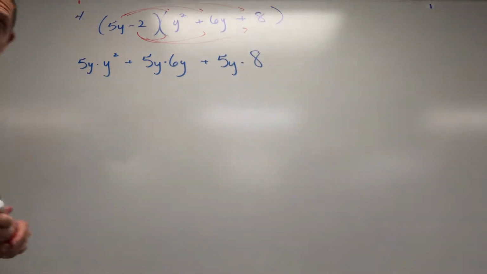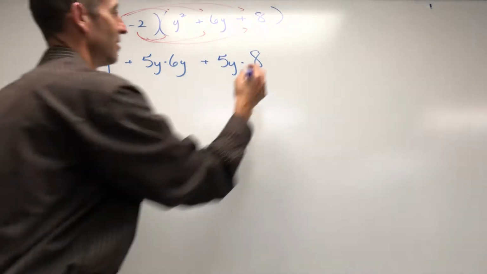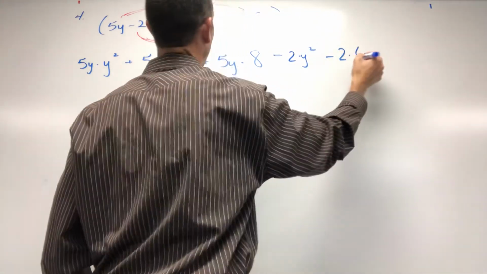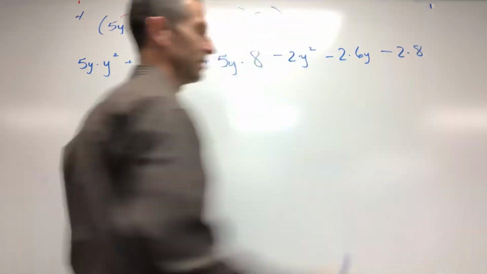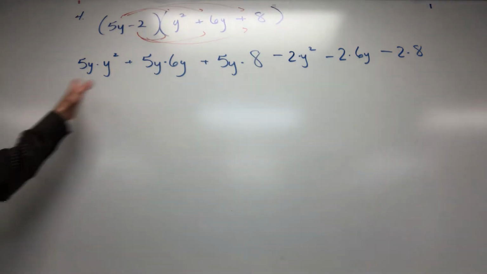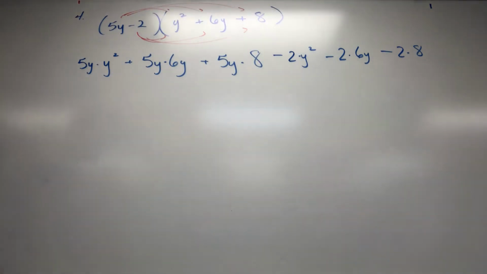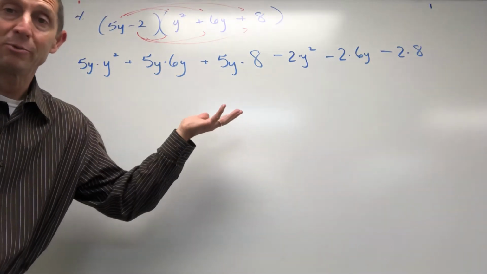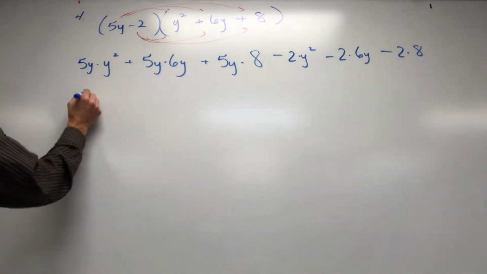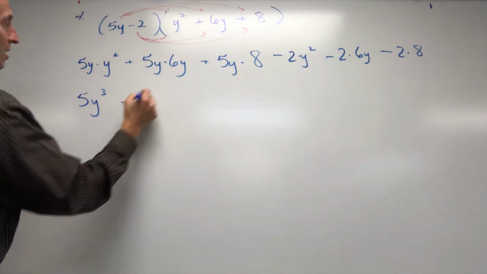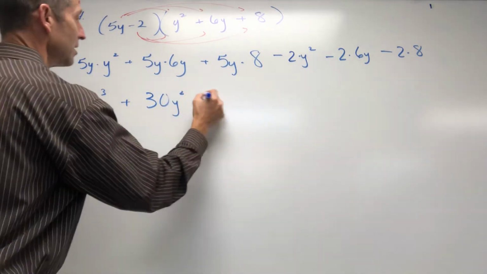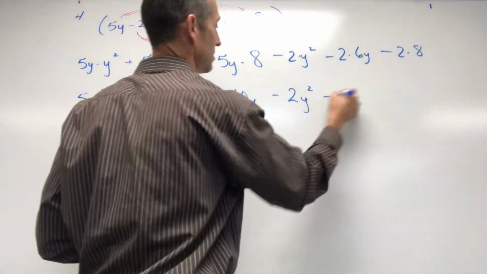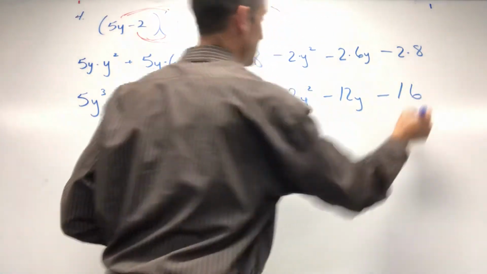And so now the -2 is going to hit all those. -2 times y squared, -2 times 6y, -2 times 8. So we have 6 tiny math problems all in a row. And we love multiplying, because on multiplying you can multiply whatever you want together. So we go 5y to the 3rd, 30y squared, 40y, -2y squared, minus 12y, minus 16.